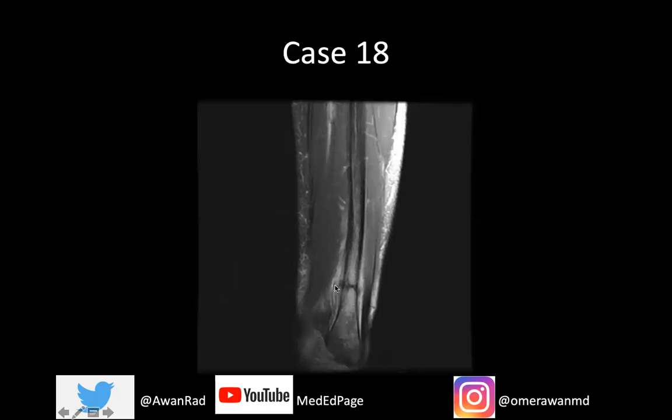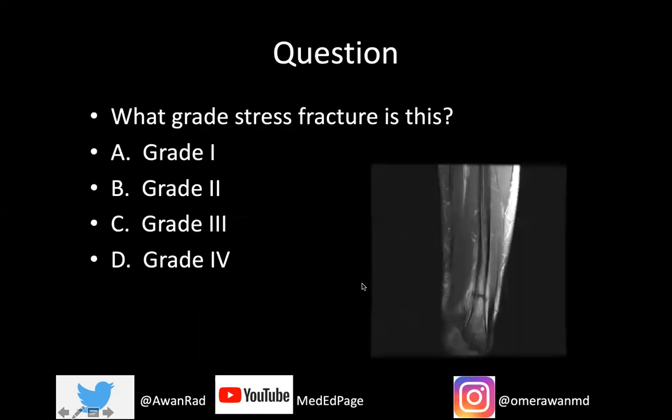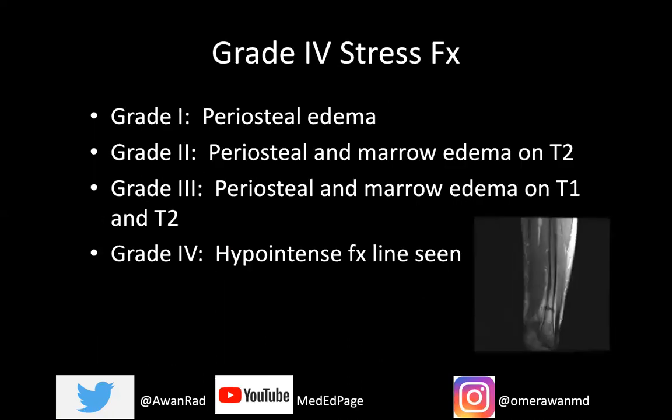There's obviously a fracture here. There's a hypointense line. There's bone marrow edema. There's subperiosteal edema. Well, what grade of stress fracture is this? Well, this is a grade 4, right? Because anytime you have a hypointense fracture line, that's automatically a grade 4. A grade 1 is when you just have subperiosteal edema and nothing else.